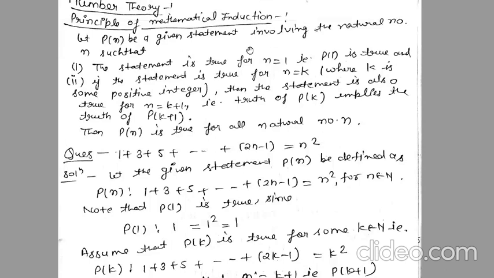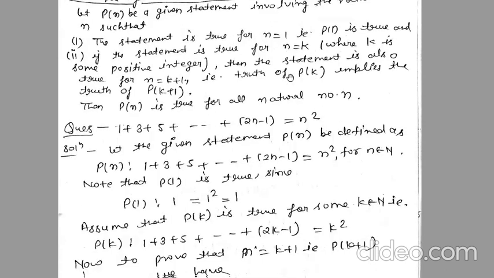Now the first statement is that the statement is true for n is equal to 1. So just put n is equal to 1 here. You will get 1 on the left hand side and 1 on the right hand side. That means left hand side is equal to right hand side, so we can say that P(1) is true. Since for P(1) we are getting 1 is equal to 1 square, this is true.